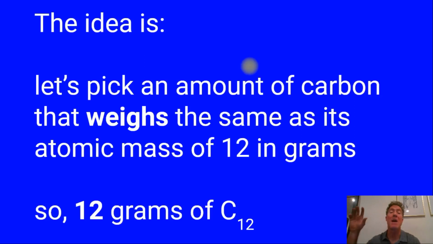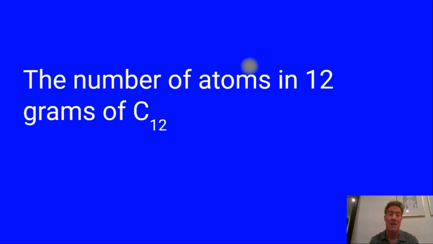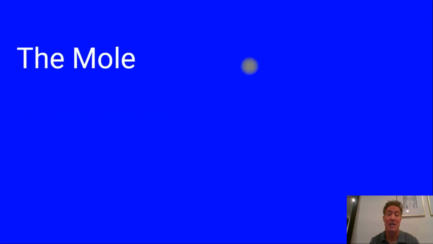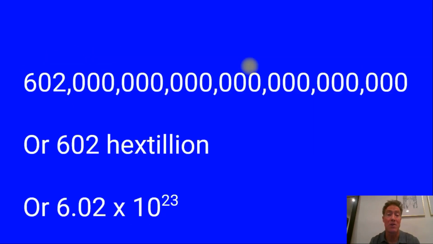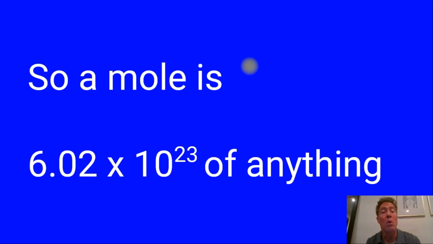So the idea is, let's pick an amount of carbon that weighs the same as its atomic mass in grams. And so let's figure out what is the number of carbon atoms that weigh 12 grams. And the number of atoms in 12 grams of carbon 12 turns out to be the mole. This astonishingly large number, 6.02 times 10 to the 23rd, or 602 hextillion atoms. So a mole essentially is 6.02 times 10 to the 23 of anything.